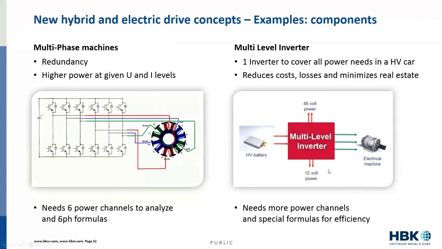Multi-level inverters is another example. So wanting to have a single inverter to cover all the power needs in an electric car. It reduces costs, losses, and minimizes the real estate required in the car. But if you want to accurately measure everything that's going on with that inverter, both the output to the electric machine as well as the 40 volt and 12 volt outputs, you need more power channels and special formulas for efficiency.